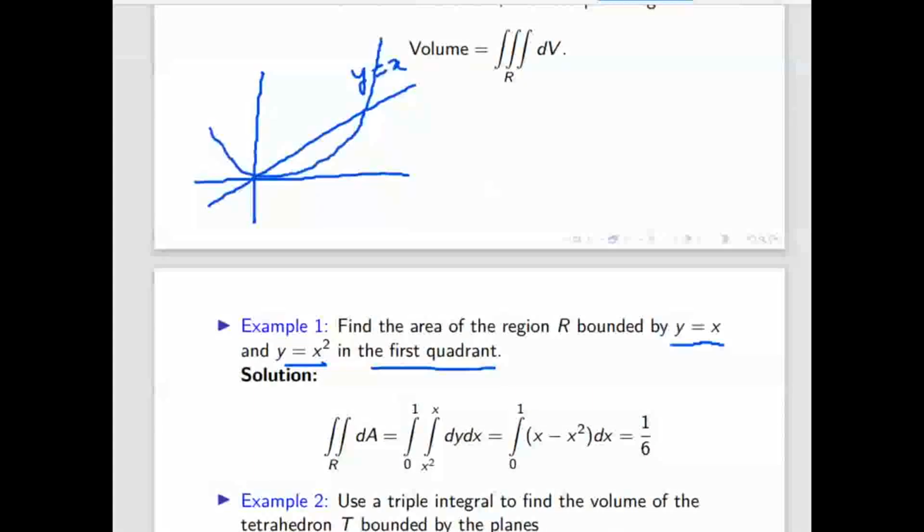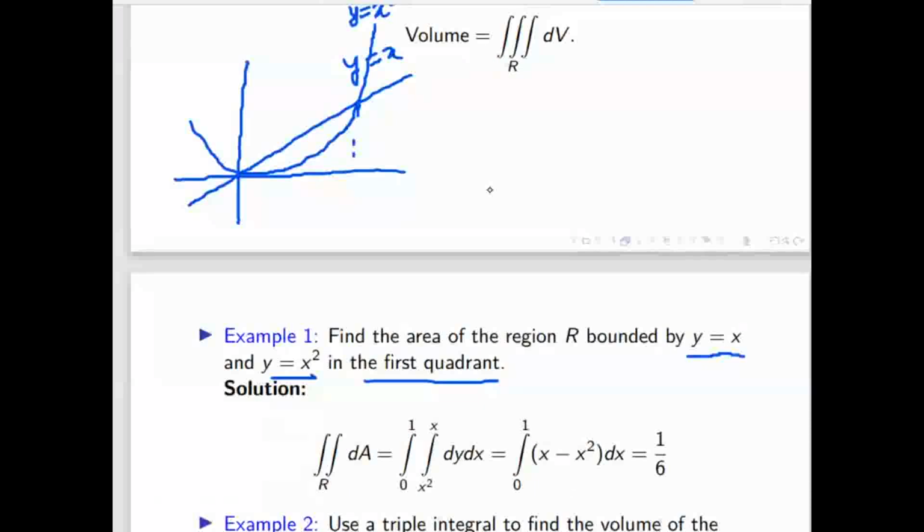y equal to x square, the parabola. Yes, intersection. So now what is this intersection point? 1, 1. So that means this is x equal to 1. Sorry, it is 1, and this is y equal to 1.